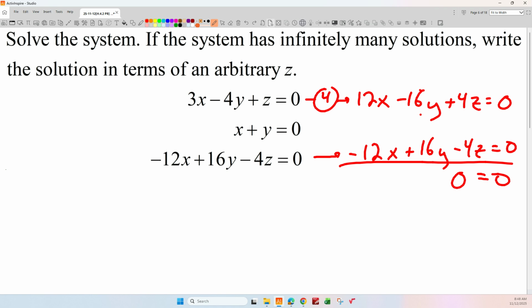The variable that we eliminated was z, and so here's how we take care of this in math. And you've got to really think about this one, because it's going to seem a little strange at first. If the system has infinitely many solutions, write the solution, this is important, in terms of an arbitrary z. What does that mean? We've got to interpret that.